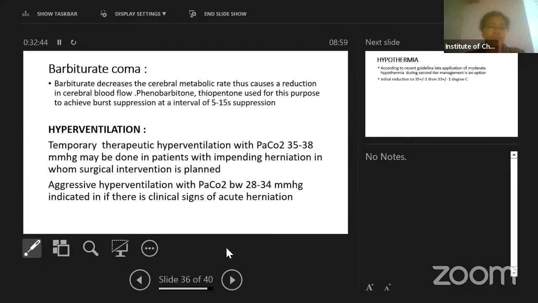Aggressive hyperventilation with PaCO2 between 28 to 34 millimeter of mercury is indicated if there are any clinical signs of acute herniation. And the barbiturate coma: barbiturate decreases the cerebral metabolic rate, thus increasing the cerebral blood flow. Phenobarbital and thiopentone should be used for this purpose. The main purpose of the barbiturate coma is to achieve burst suppression at an interval of 5 to 15 seconds.